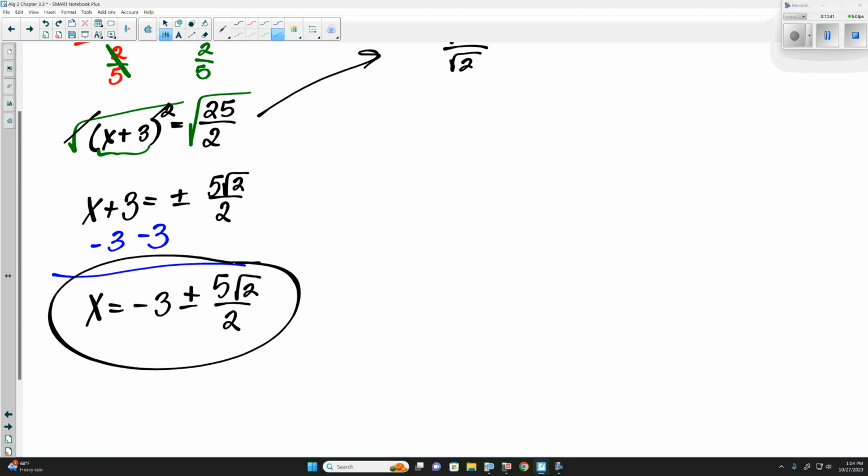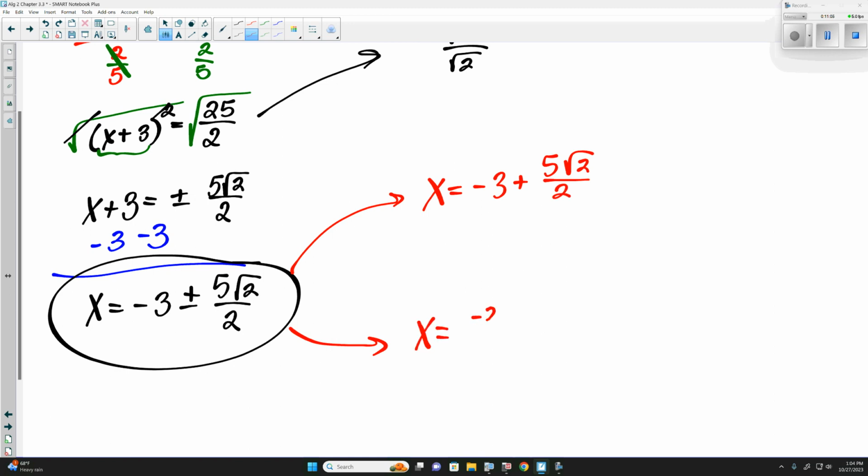Now, if we didn't have the square root of 2, if it just said -3 plus or minus 5 halves, those are like terms. We can add and subtract those. We can simplify. Now, what the plus or minus is really saying is two things. It's saying, one, that x is equal to -3 plus 5 square roots of 2 over 2, and that x is equal to -3 minus 5 square roots of 2 over 2. The plus or minus gives us the ability to say both of these statements in one instead of having to write both out.